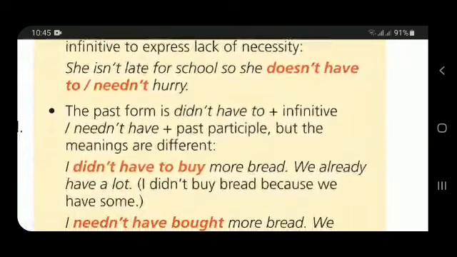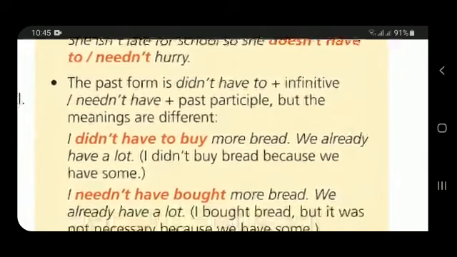The past form is didn't have to plus infinitive. If I want to turn had to into negative, we use didn't have to, or needn't have plus past participle, but these meanings are different. For example, when I say I didn't have to buy more bread, we already have a lot. It means that I didn't buy bread because we have some. I didn't do the action because we have a lot of bread.